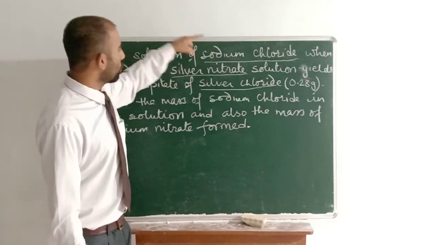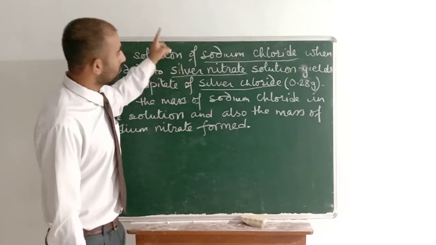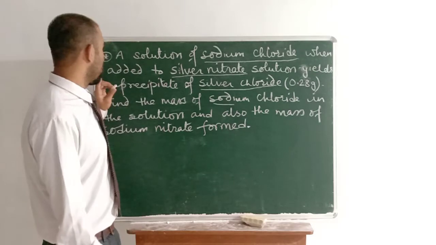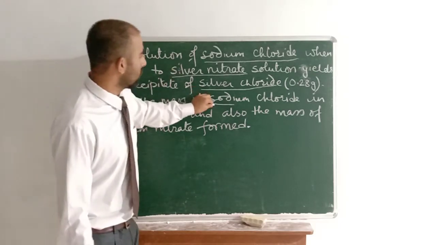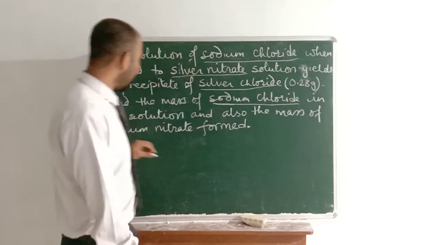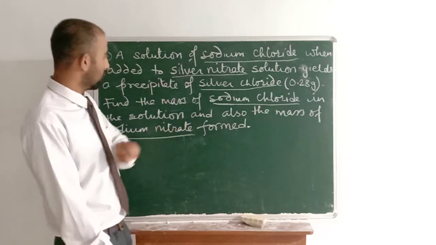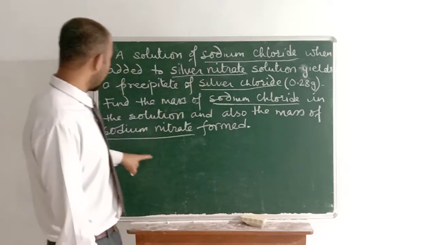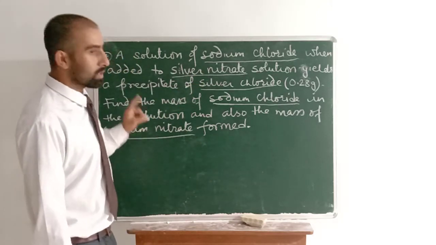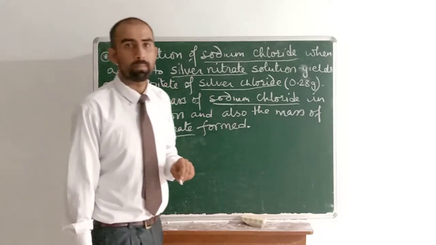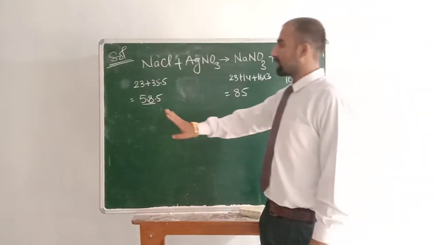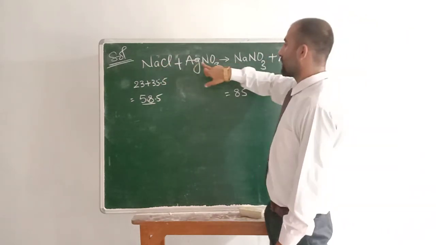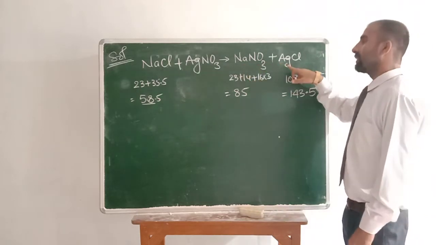Sodium chloride and silver nitrate reacted. The products are silver chloride and sodium nitrate. That is, sodium chloride and silver nitrate react to form silver chloride and sodium nitrate, which we are going to solve. So the question includes these four compounds. Sodium chloride plus silver nitrate gives sodium nitrate and silver chloride.